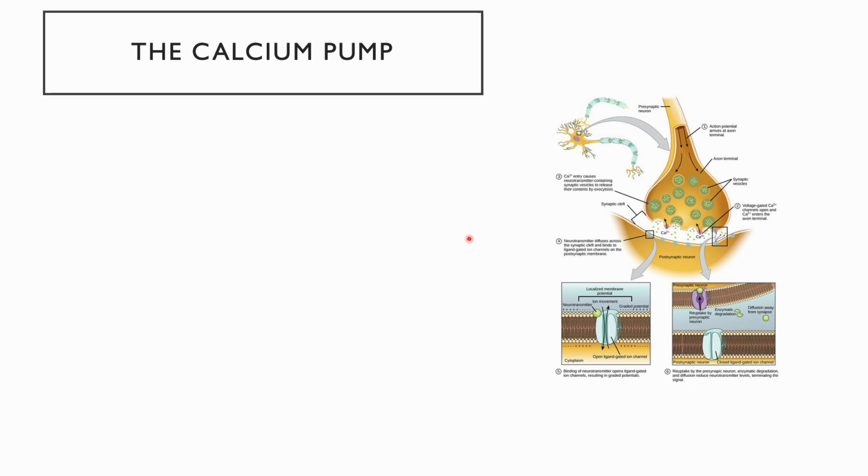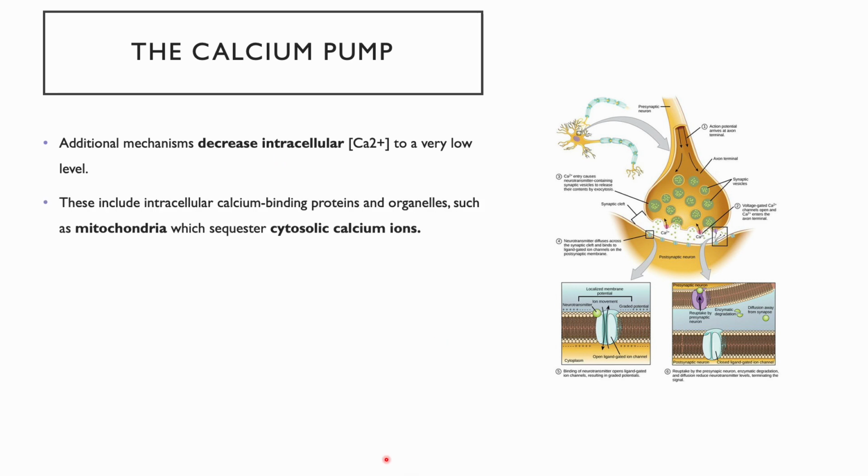It's really crucial to regulate calcium in the cell. So this calcium pump is important for decreasing any intracellular calcium and maintaining a low level. These include intracellular calcium binding proteins and organelles like mitochondria, which typically sequester calcium ions. So why is it important to regulate calcium? Calcium plays an important role in a process known as exocytosis.